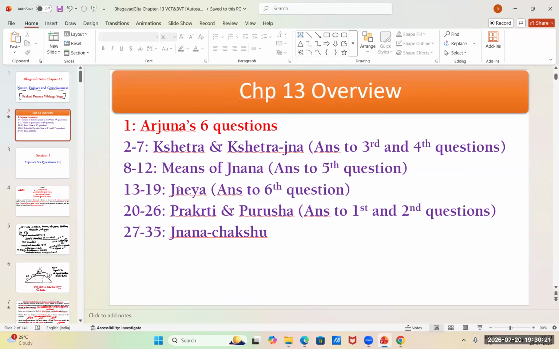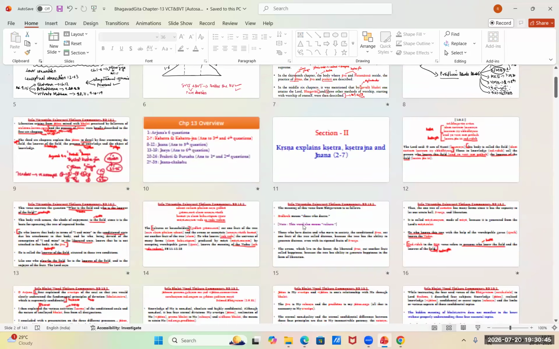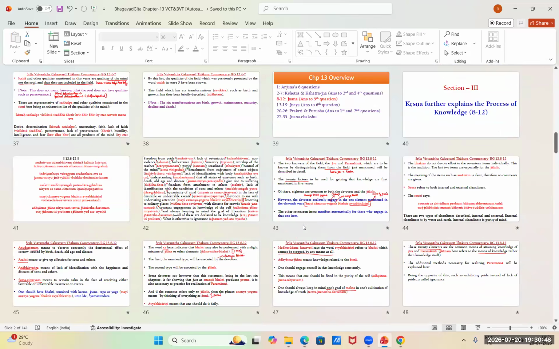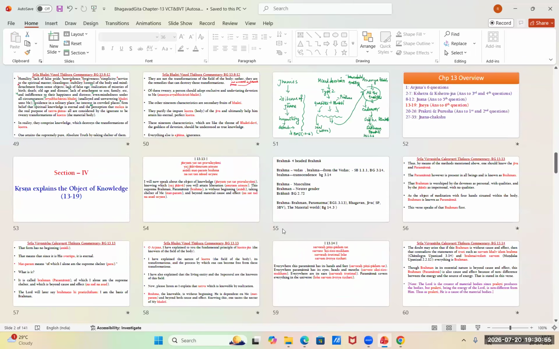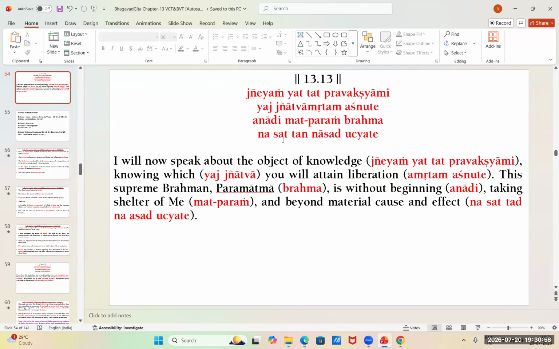So the Kshetragya, the knower, what is his object of knowledge? Gya. What should he know? He should know the Jivatma and the Paramatma. So Gya, especially Paramatma, is being discussed from verses 13 to 19. Gyeyam yat tat pravakshyami yaj jnatvamritam ashnute, anadi mat param brahma na sat tan nasad ucyate. Here it is sad and asad, but it has become sat because of the sandhi. Na sat tan na asad ucyate.